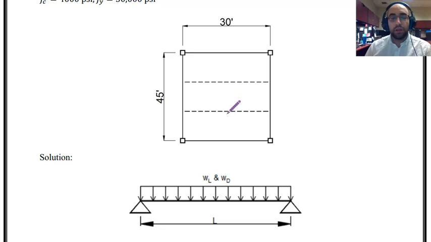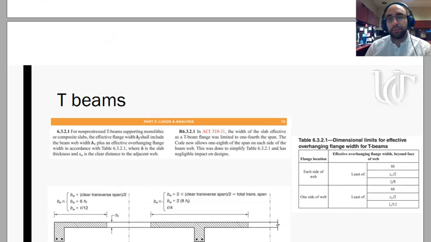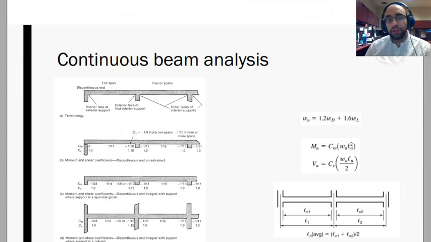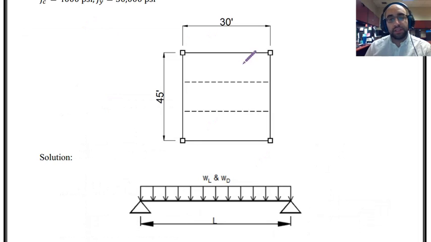You can compare it, but let's say I want to use the method that we talked about at the end of chapter 4. I'm talking about this method, and see how I can use this method for finding the load on that slab. So this is the situation.